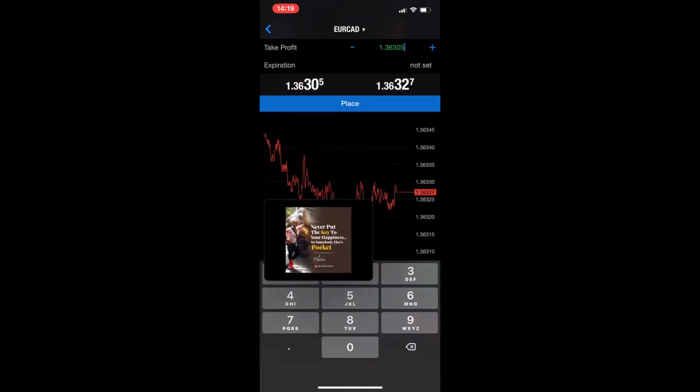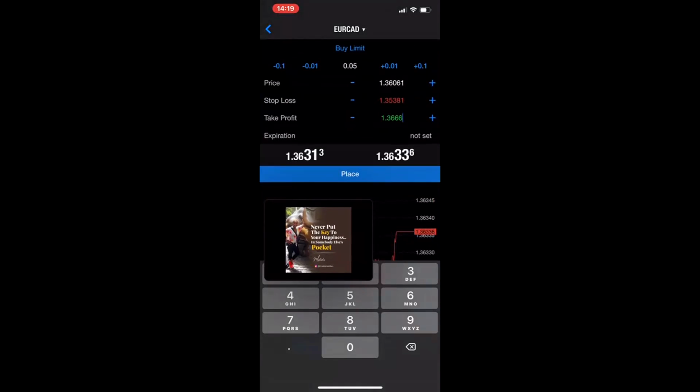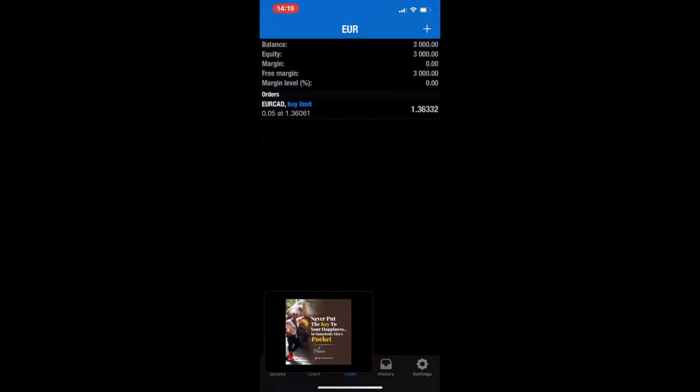And then you want to come down and put in your take profit. And your take profit is going to be 1.3666. And you see now your place button lights up. We already know he's doing a buy limit, and we're going to click on the place button. Now you have successfully entered our trade, okay?